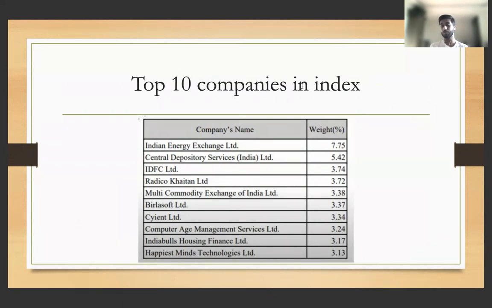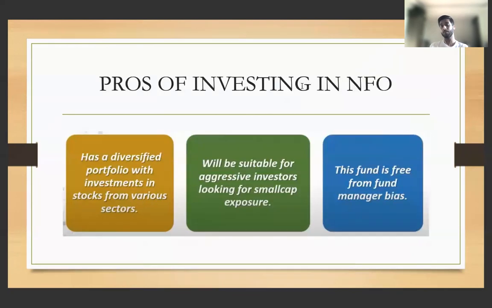Top 10 companies in the index are Indian Energy Exchange, Central Depository, IDFC, Radico Khaitan, Multi Commodity Exchange, Computer Age Management Services, India Bulls, Happiest Mind. So as you can make out, in top 10 companies, there is considerable diversification in technology, finance, securities, or you can say banking, infrastructure. So the managers of the index have tried to diversify as much as possible equally in at least top 10 companies.